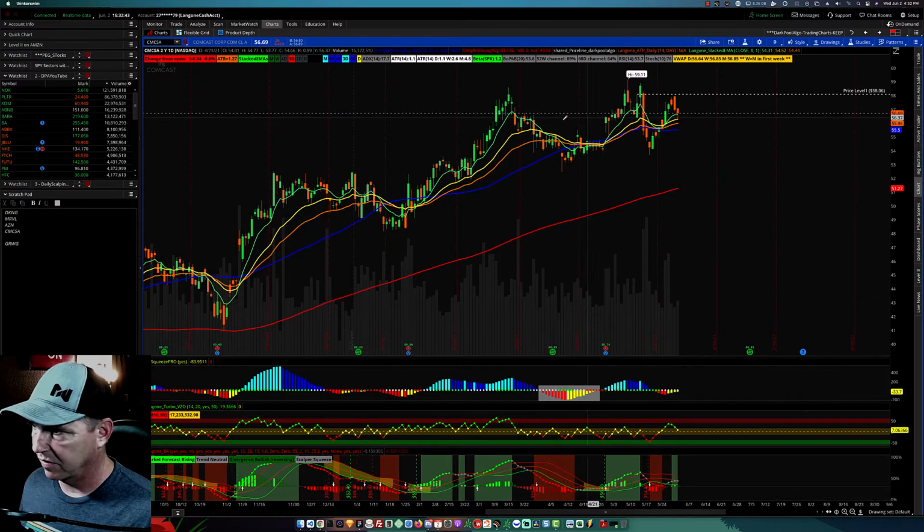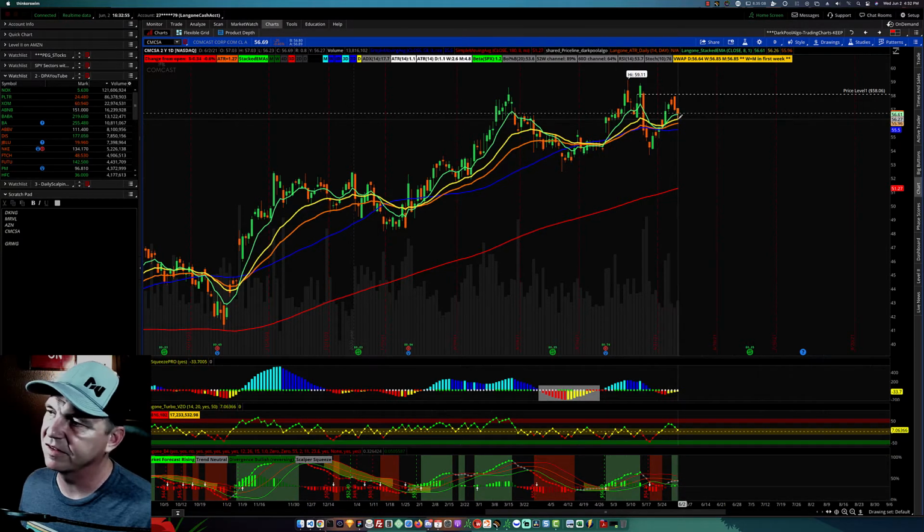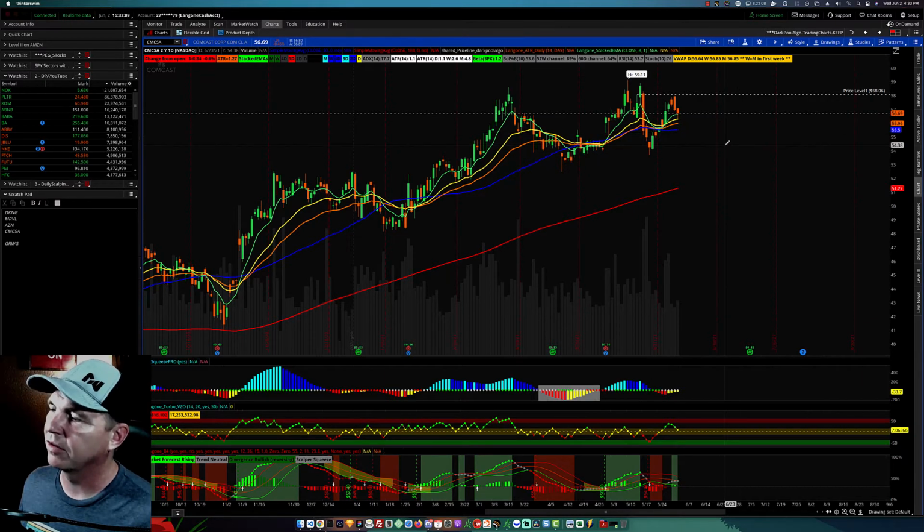Sorry, I'm just going to grab some levels here. Let's see. Yeah, we came down and tested previous support, right here at this 21. We tested the 21 today, so at 56.25. Looking for the demand zone. It's really small. I'm going to bring it down to a lower time frame.